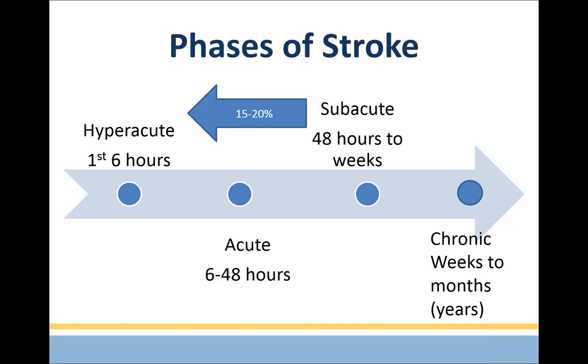And you'll notice the 15 to 20% there. In the subacute time frame of ischemic stroke, there's a higher risk for what is called a hemorrhagic transformation. And of course, this means bleeding into the brain as a result of the trauma it sustained. And this can occur within about 15 to 20% of cases.